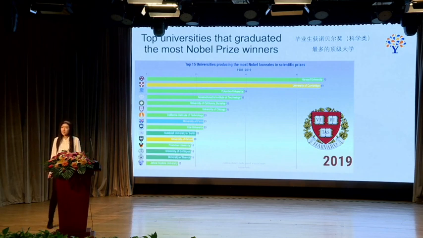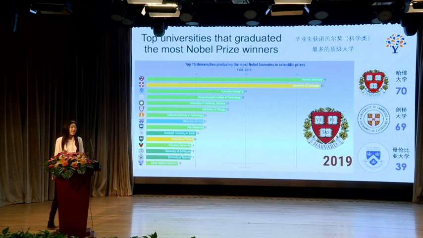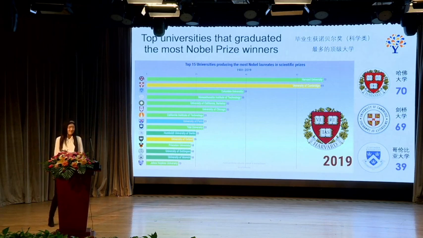So what happened to the scientific world? A lot of the dominant elite universities in the science field shifted from Europe to the US. How about the top 3? By the year 2019, Harvard University had graduated 70 Nobel Prize winners. Cambridge, close, 69. The third one, Columbia. That's a big gap from the runner-up to the third one: 39.